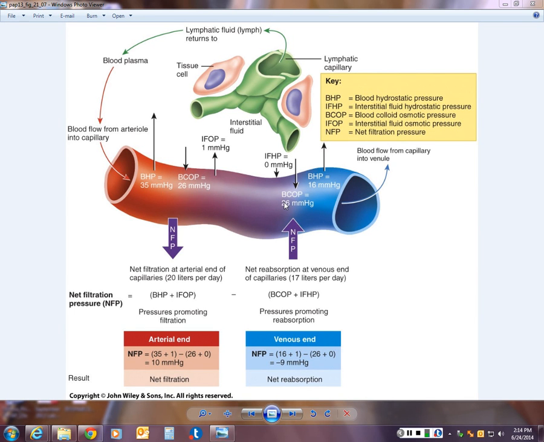Now if you look at it, this positive 10 and negative 9, these numbers are not in balance. There's a little bit of extra force pushing fluid out, and then you have reabsorbing the fluid back in. This means that there's an imbalance in the amount of fluid filtered versus what you reabsorb. On average, you filter 20 liters of fluid per day. You only reabsorb 17 due to that imbalance. So 3 liters of fluid is left behind. That extra interstitial fluid, the 3 liters that's left behind, is accounted for by your lymphatic system. And that's all the talk that we'll have in chapter 22 when we look at the lymphatic system.